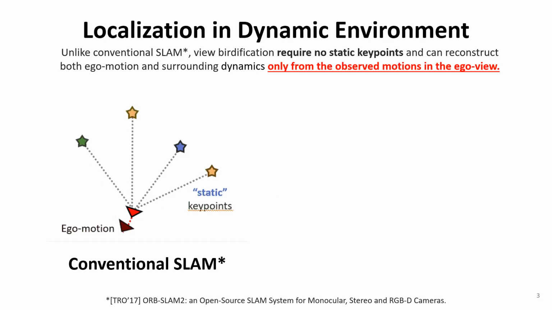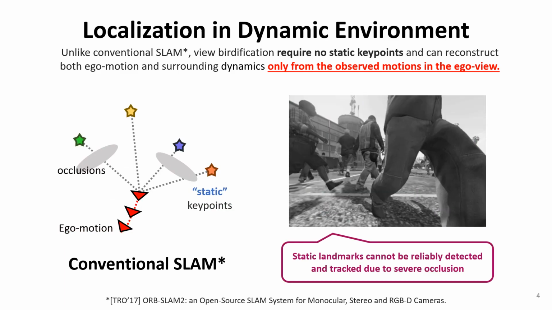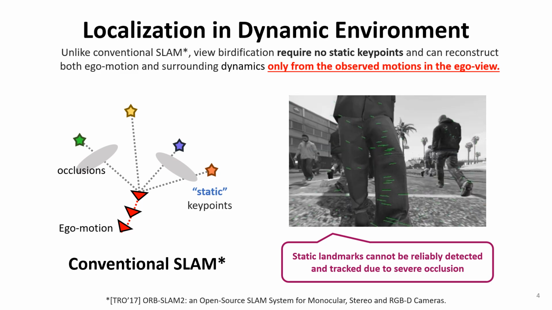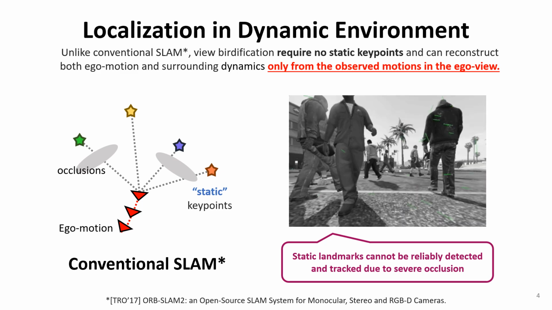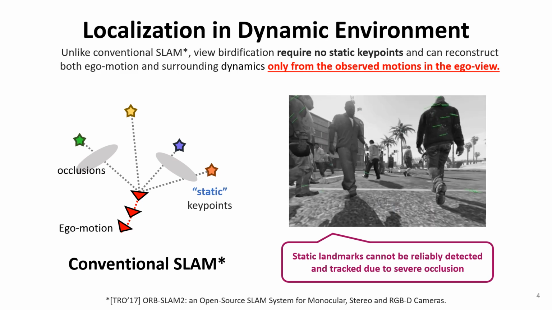View birdification can be considered as a special case of SLAM, but these two are fundamentally different. In conventional SLAM, we recover the camera ego motion by observing static keypoints from multiple viewpoints. However, such static keypoints are often occluded, hard to find and track in cluttered dynamic scenes such as in a dense crowd. See the video on the right. Static landmarks cannot be reliably detected and tracked due to severe occlusion.